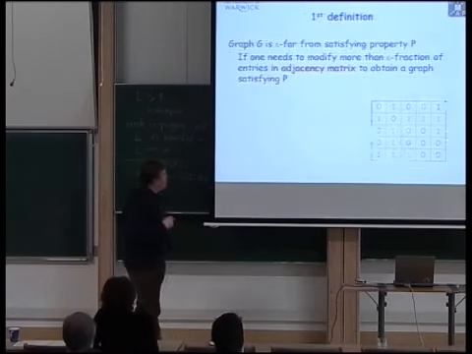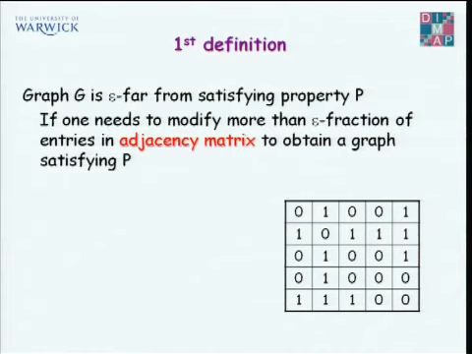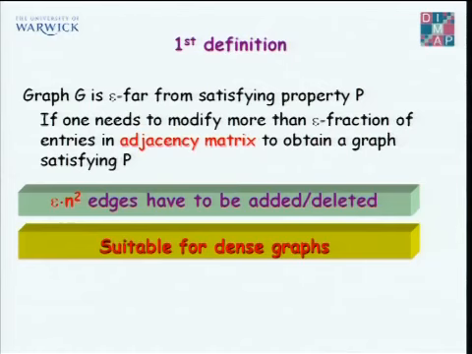Now we have to define our model more formally. There are two classical representations of graphs, as you know. One is the adjacency matrix. We're given a matrix which represents a graph. For example, this means I have an edge between vertex number 2 and vertex number 1. In that case, we would say a graph is epsilon far from satisfying some property if we are allowed to delete epsilon n squared edges, or modify our representation, the adjacency matrix, in at least an epsilon fraction of the entries.